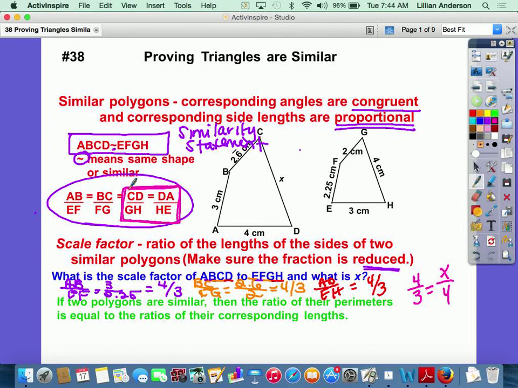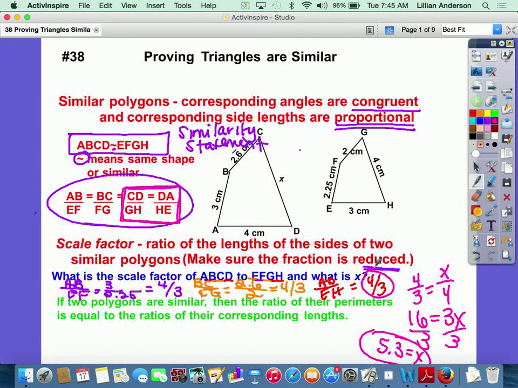So to find X, I would just cross multiply here. 4 times 4 is 16. 3 times X is 3X. And then when I divide, I'll get my answer of 5.3 repeating to be my value X. Okay? So my scale factor is 4/3. X is 5.3 repeating.